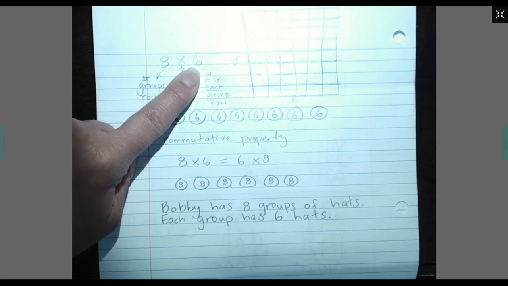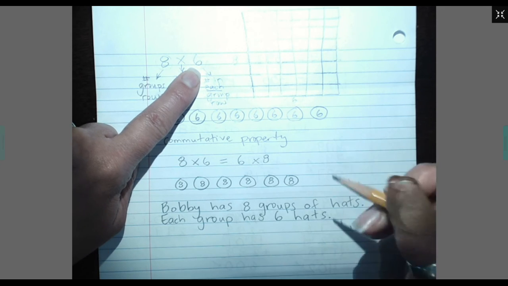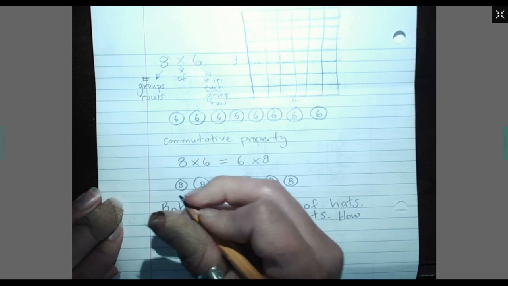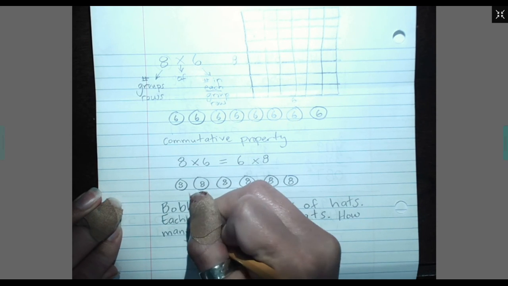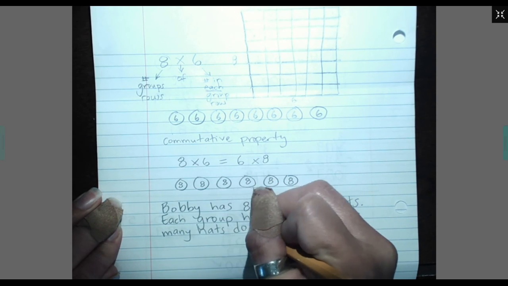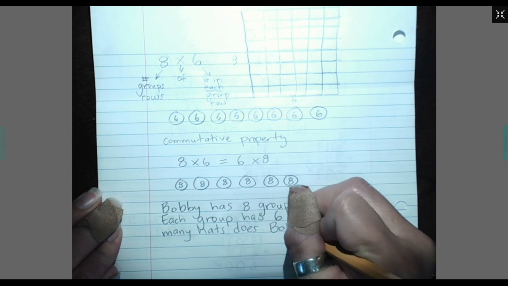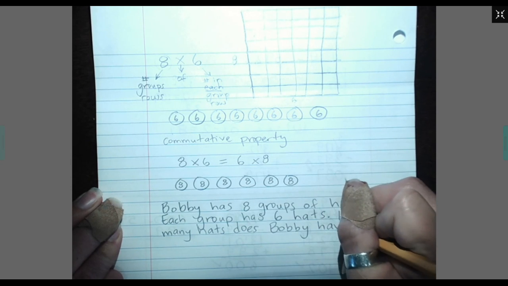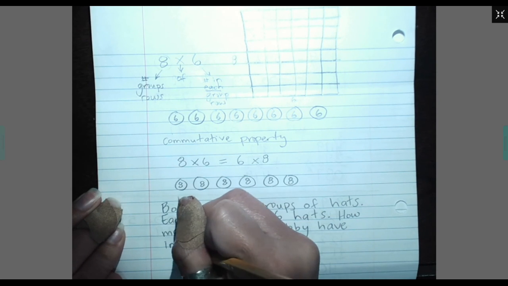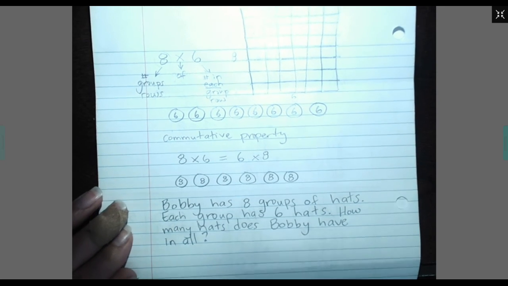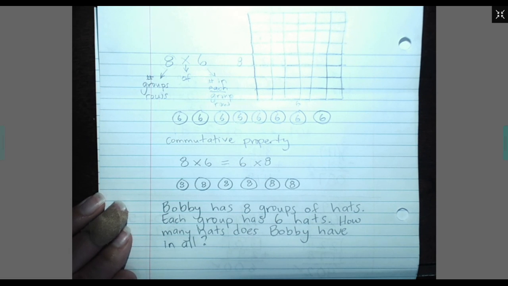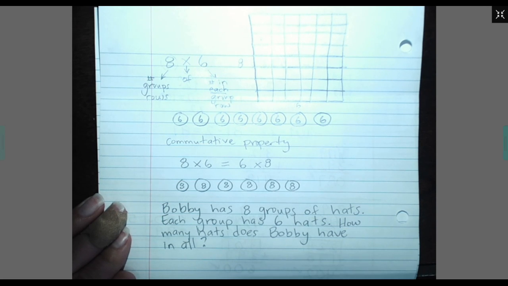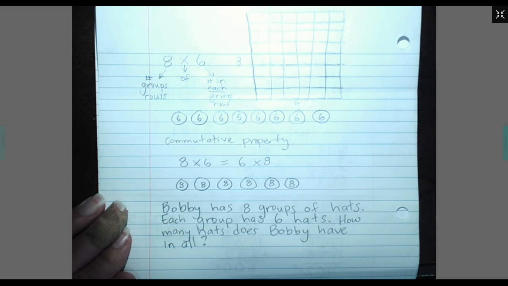Now we need to come up with our question. What question could we ask based on that information? How many hats does Bobby have in all? Or could we have said, how many hats does Bobby have total? Yes. Could we have said, how many hats does Bobby have in his 8 groups? Sure. All right, so that is how you do it.